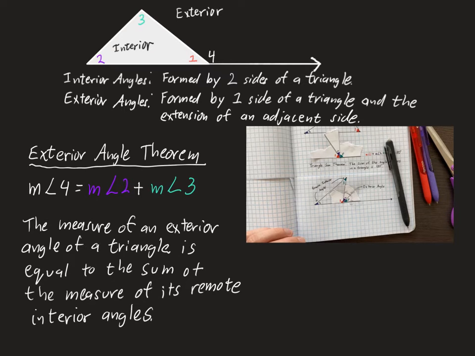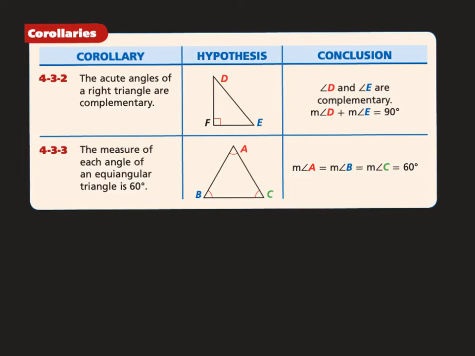In addition to these important theorems, there are two corollaries that I want to share with you. So here are the two corollaries. The first one is that acute angles of a right triangle are complementary. And complementary, as you may recall, just means that they add up to 90 degrees. Because of this triangle sum theorem, we know that all the angles need to add up to 180 degrees. And since one of the angles is 90 degrees, we know that the other two have to add up to 90.